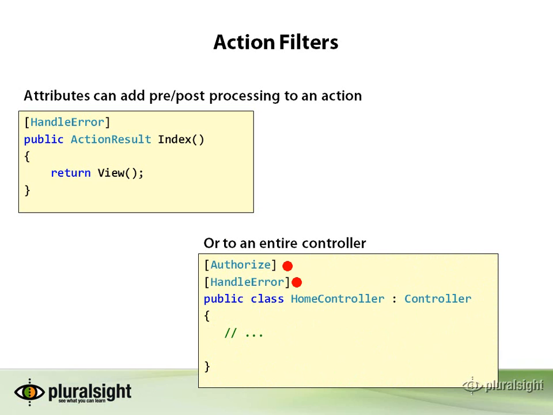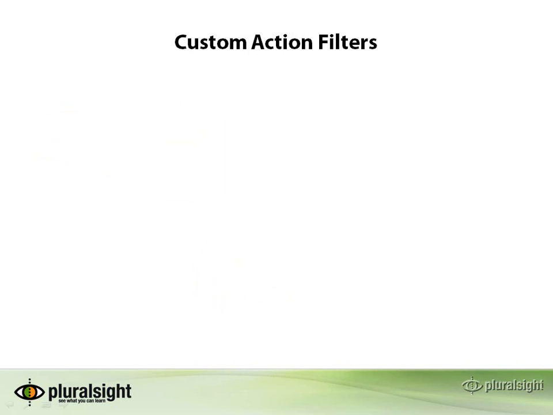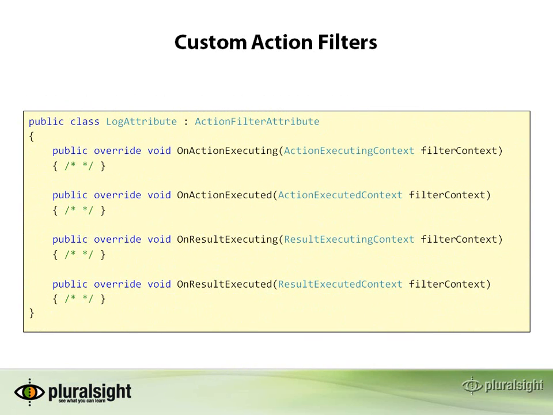There are a number of built-in action filters for MVC, action filters to do authorization, to handle errors, to do output caching. You can also write your own custom action filter. All you need to do is derive a class from the action filter attribute base class, and then you can override one of these methods that you're interested in. For example, if you wanted to do some processing before an action executes, you can override onActionExecuting.